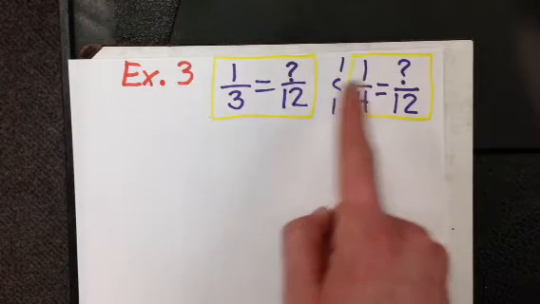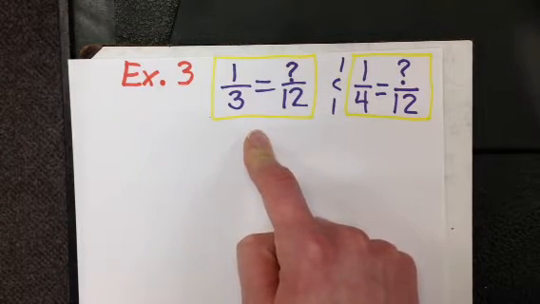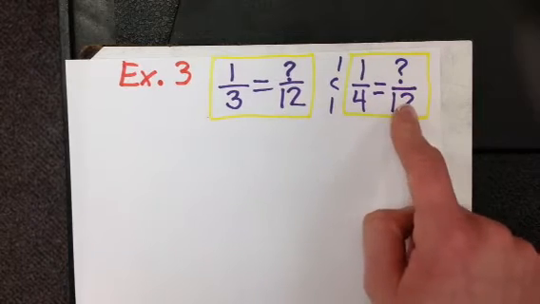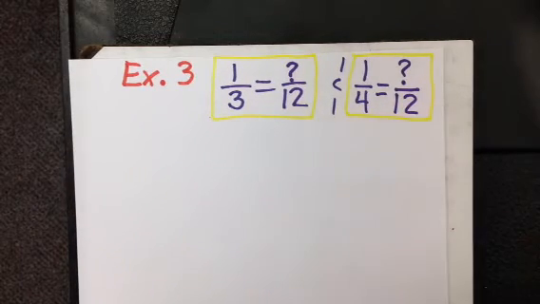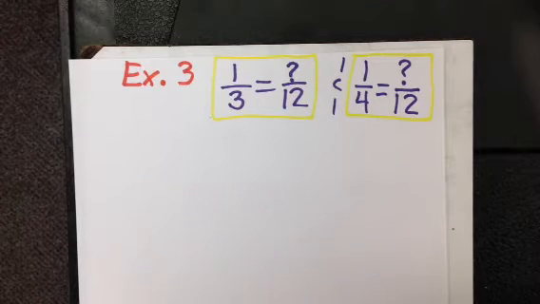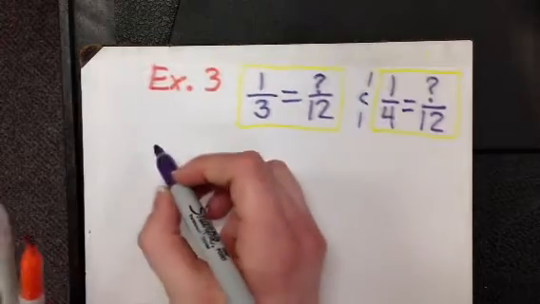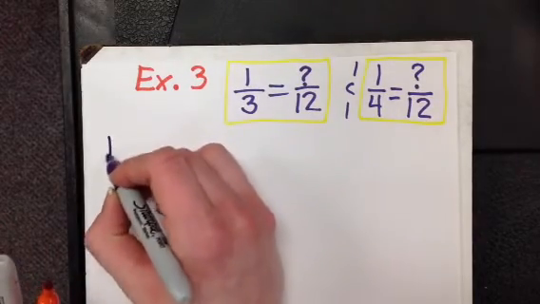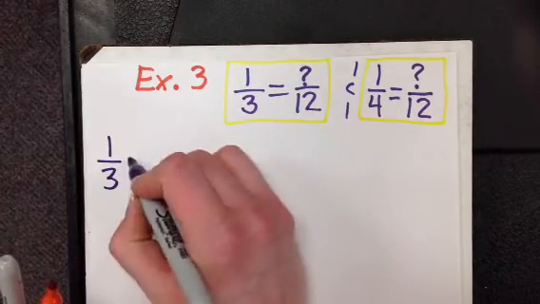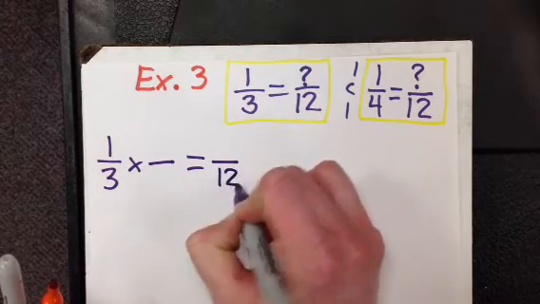So there's 3 parts to this. First, you have to find out the missing numerator for this fraction and the missing numerator for this fraction. Then when you come up with these 2 ending fractions, you have to add them together. So let's figure this out. Let's start with 1. 1/3 times something over something is equal to something over 12.